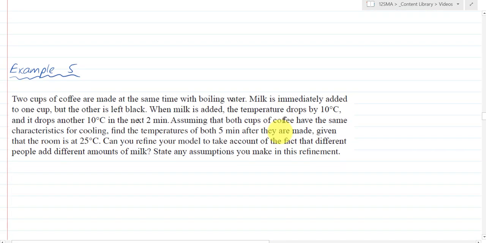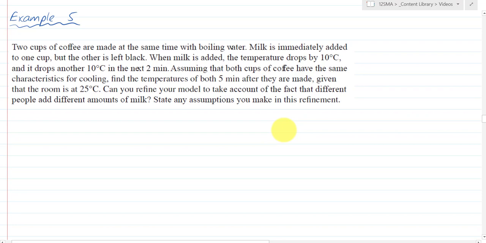Okay, let's look at a second example, example 5, and this one's a little bit trickier because it involves 2 cups of coffee and transferring some information across. So 2 cups of coffee are made at the same time with boiling water. So again, we've got T0 equals 100. Milk is immediately added to 1 cup, but the other is left black. When milk is added, the temperature drops by 10 degrees, and it drops another 10 degrees in the next 2 minutes. So I've actually got T0 equals 90 for cup 2, and T2 equals 80 for cup 2.